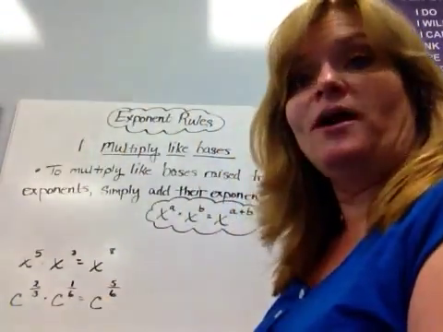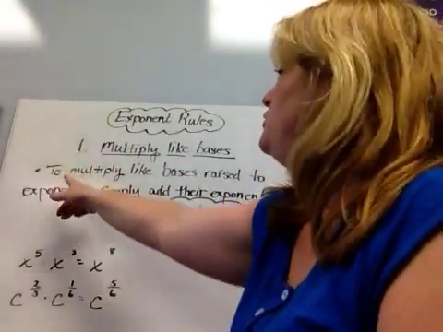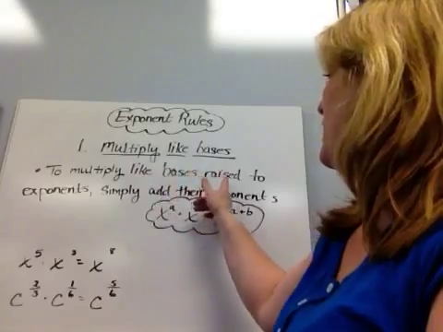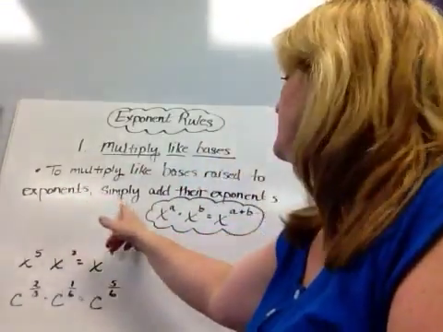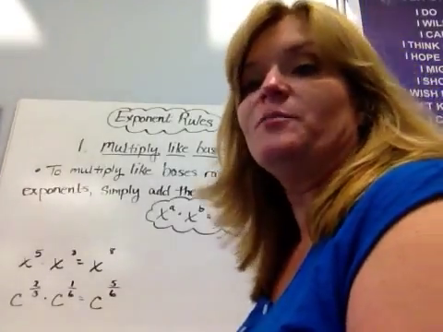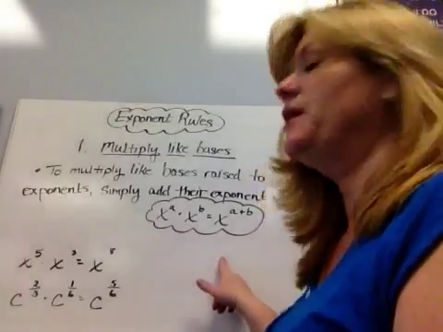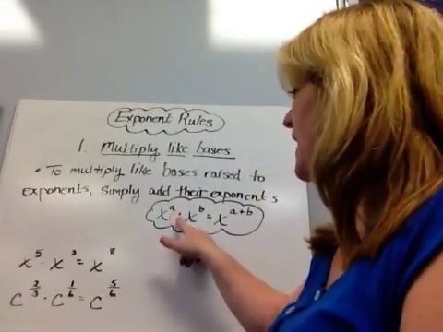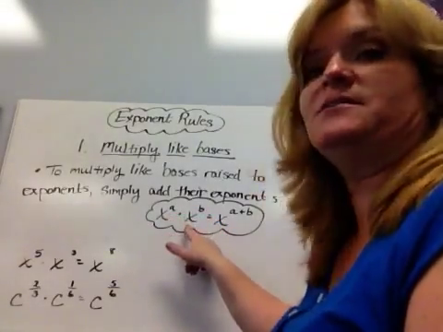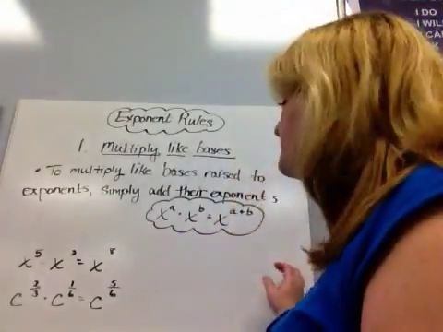Exponent rule number 1. Multiply like bases. To multiply like bases raised to exponents, simply add their exponents. This is a basic rule. Almost everybody knows this rule. They like this rule. Here is a symbolic form: x to the a times x to the b, so they have like bases, equals x to the a plus b. You just add them together.